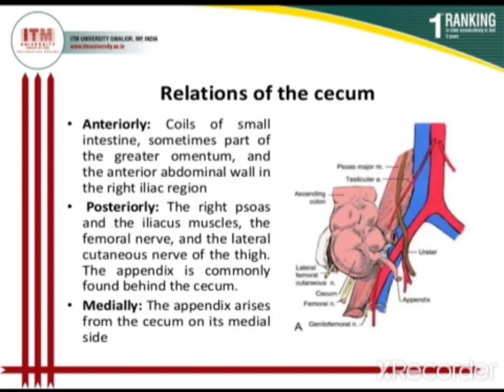Now, what are the relations of the cecum, how is it related to the other structures of the abdomen? Anteriorly there are coils of small intestine, sometimes part of the greater omentum, and the anterior abdominal wall in the right iliac region. Posteriorly there are the psoas major muscle and the iliacus muscle, combinedly called the iliopsoas, and the femoral nerve and the lateral cutaneous nerve of the thigh. So these are the posterior relations.